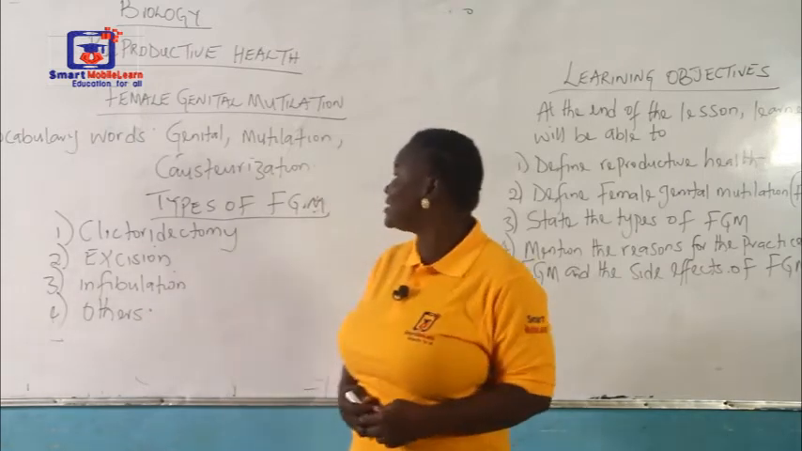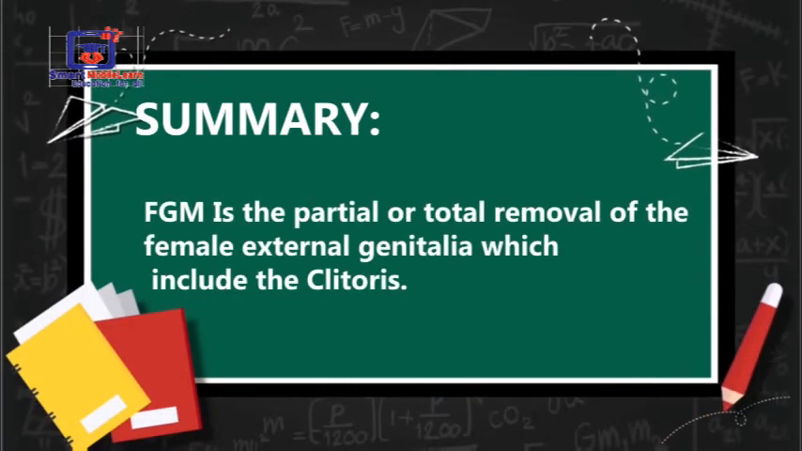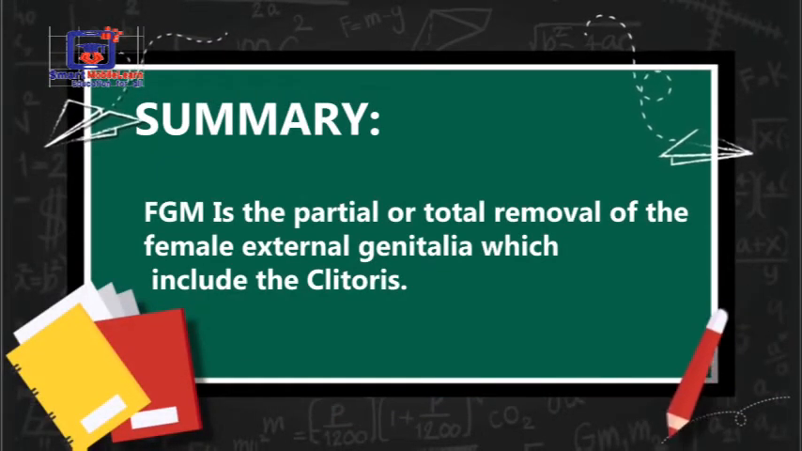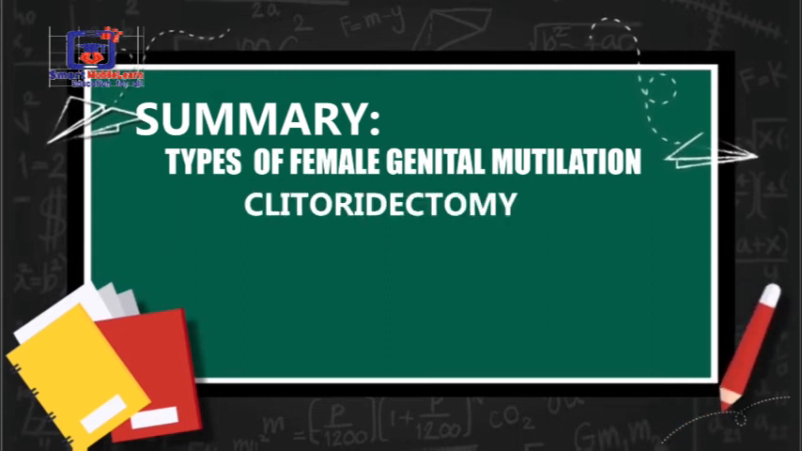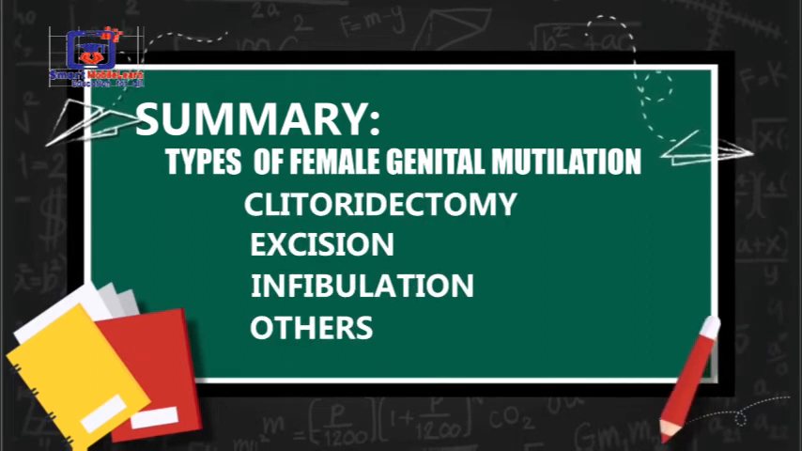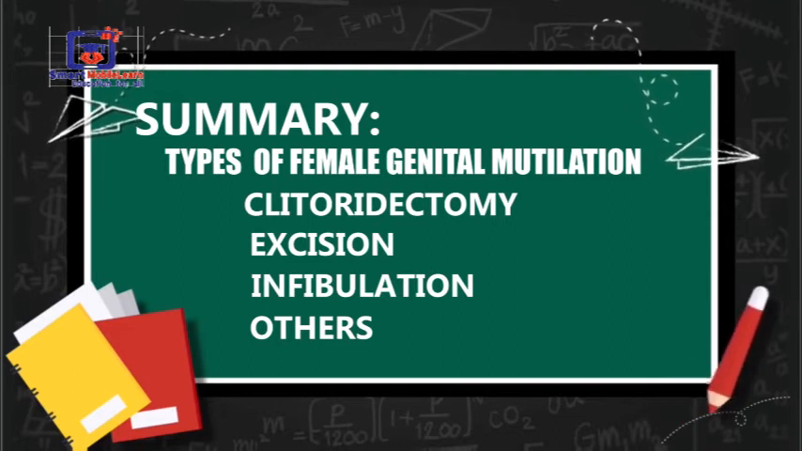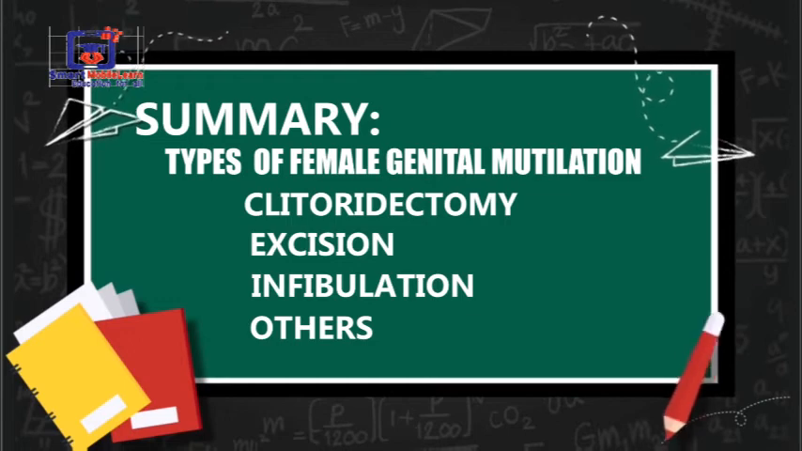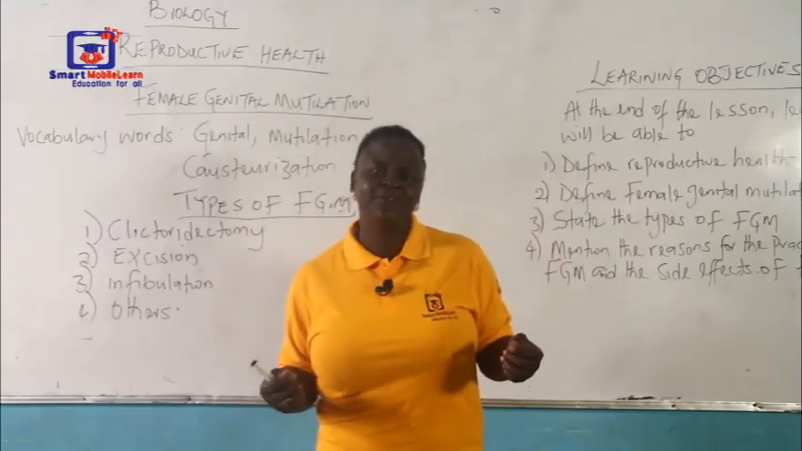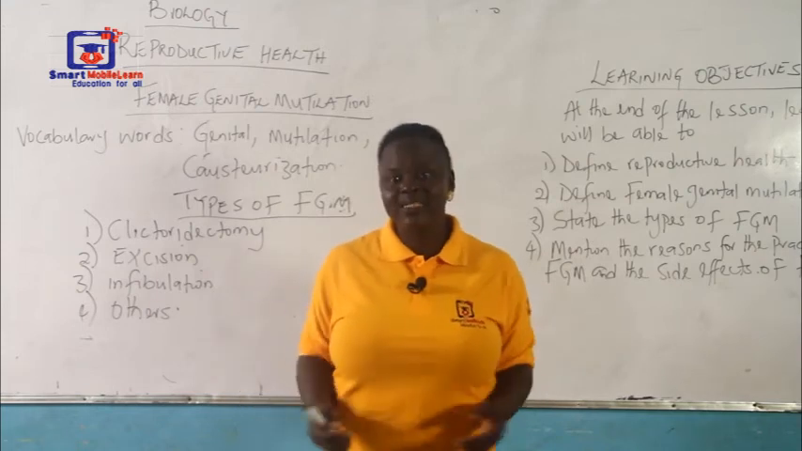As we wrap up today's lesson, we've been able to look at the meaning of FGM, which is the total or partial removal of the clitoris and the surrounding tissue of a girl child. It is the damaging of a girl child. We looked at the types of FGM, and we said we have four for the purpose of today's lesson. We looked at the first one, which is clitoridectomy. We looked at excision. We looked at infibulation, and we looked at others. We looked at the effects of FGM on a girl child, and we looked at the reasons behind it.